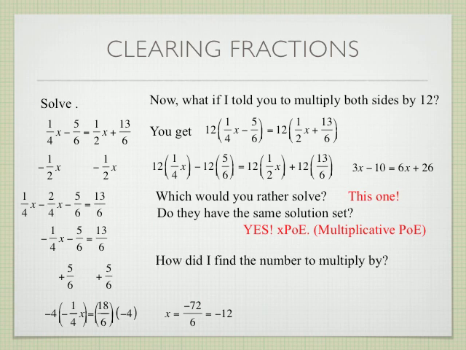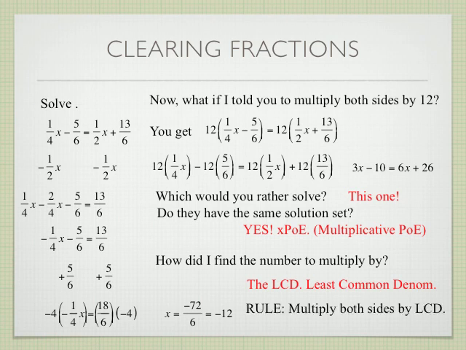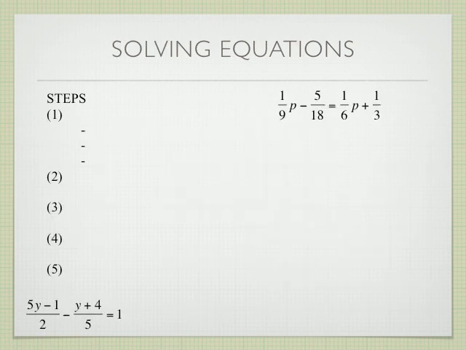How did I know to multiply by 12? Let's look at all the fractions in there. The denominators of those fractions were 4 and 6 and 2 and 6. I just multiplied by the least common denominator. So my rule for clearing fractions is to multiply both sides by the least common denominator.